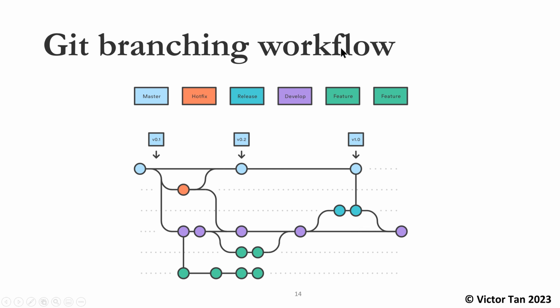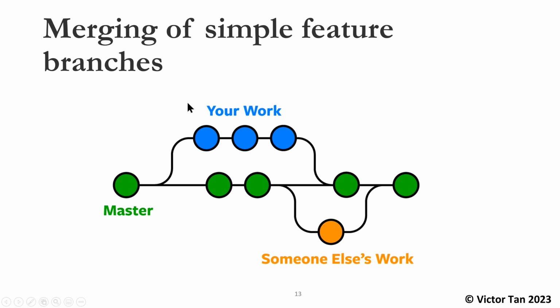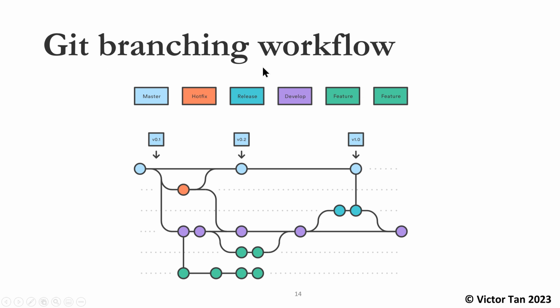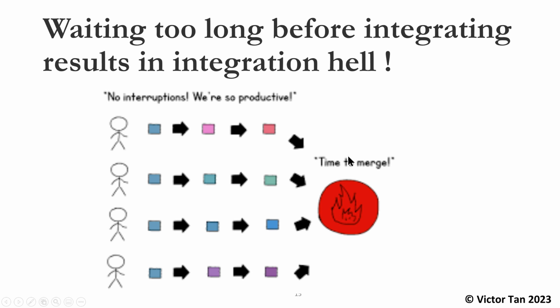Now, regardless of whether you have a simple feature branch workflow like this or a more complex workflow, the important point is to avoid what is called integration hell. What is integration hell? Integration hell is like this. Let's say you have 4 developers and they're assigned to work on 4 different features for a particular application.